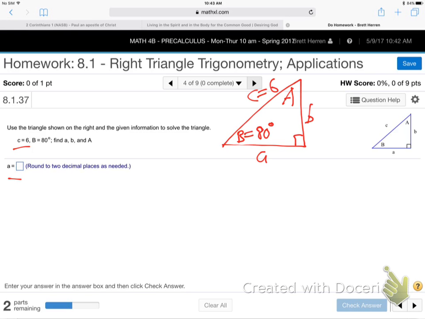All right, see if you can find little a. So look for a relationship involving little a, the 80, and the 6, right? Everybody see what we're looking at? Little a is what we want, first off. And we have an 80 and we have a 6. So look for some trig relationship involving the 80-degree angle, the little a, and the 6.